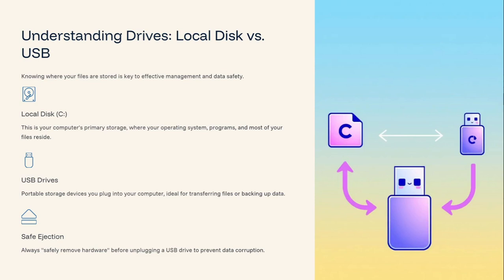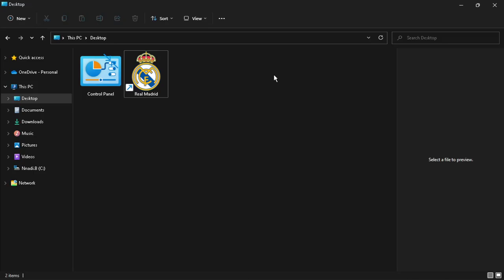Now let's go to safe ejection. Safe ejection allows you to remove hardware safely before unplugging a USB drive, to prevent data corruption. So let's go to the practical aspect of this class. Now this is the practical aspect of this class.